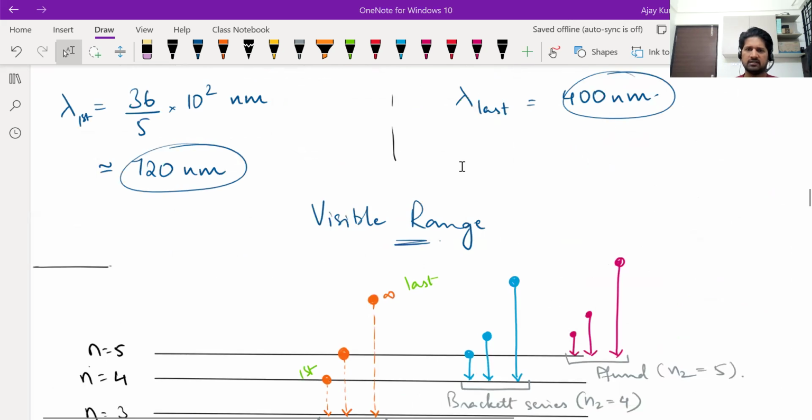Next class, which will be on Saturday, we'll start the chapter Nuclei. Nuclei is also a very small chapter. Now they have even removed radioactivity. Radioactivity will be there for JEE Advanced. For Mains, it is not there. So as of now, we'll not be discussing it. Other things we'll discuss and we'll solve problems based on that.